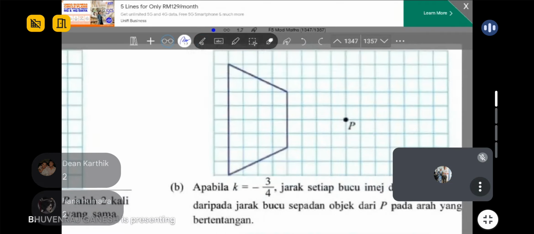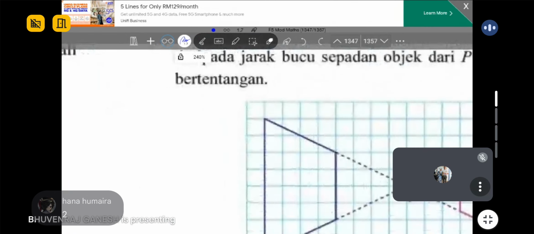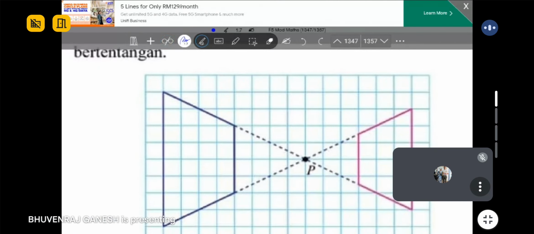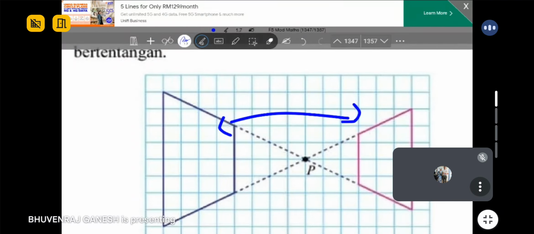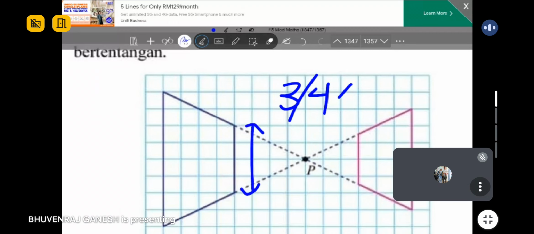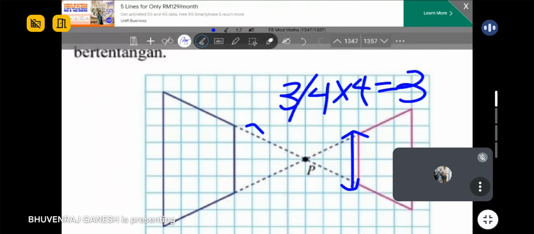Kamu faham. So now kamu kena lukis garis sahaja. Alright. So can you see guys? Dia macam pantulan. It's a reflection. You flip. So kamu akan dapat macam tu. So you can draw the line. Kamu boleh lukis garis sebagai bantuan untuk kamu dapatkan image tu. And also use the factor skala 3/4. So kalau ni 4, so kali 4 lah. So kamu dapat 3. So panjang ni adalah 3.